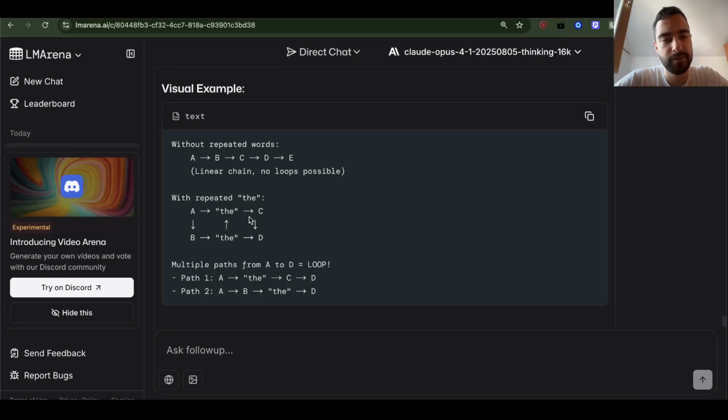You see here, the thing is "the" can connect to other things, but they're also likely to connect to themselves, so they're likely to create this additional pathway that connects them. So they created 2 loops here.